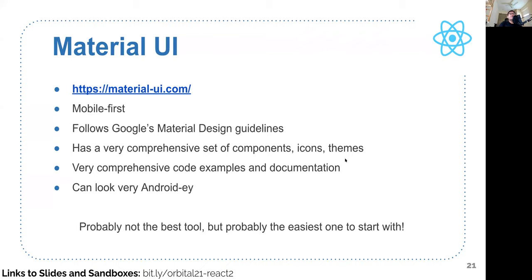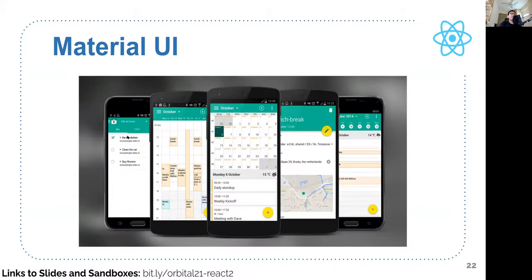The reason I decided to talk about Material UI today is that it has very comprehensive code examples and documentation. It's probably not the best tool, but it's the easiest one for all of you to start with, as you probably don't have much experience with this type of UI framework. Material UI has a lot of code you can just copy and paste. But of course, it doesn't look the best because it can look very Android-y. If you look at Android apps, they can look very similar to that. These are what Material UI type apps look like, because they use Material Design components.